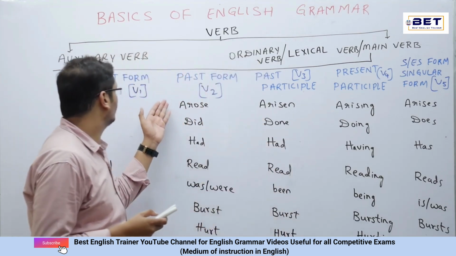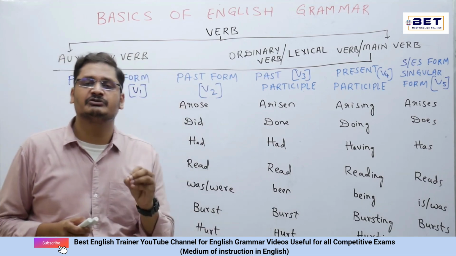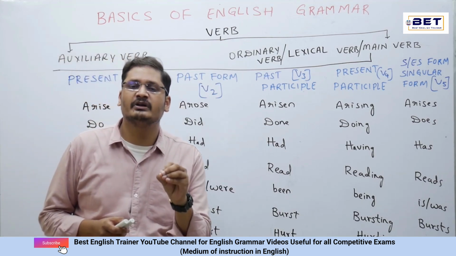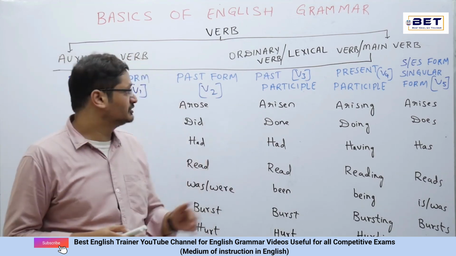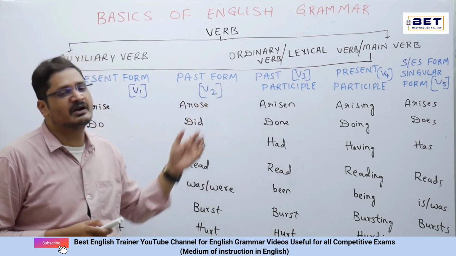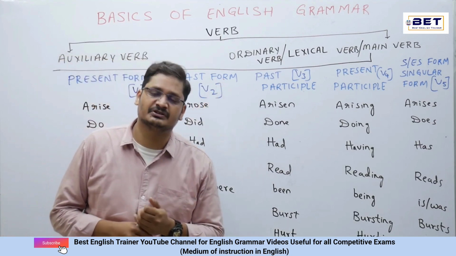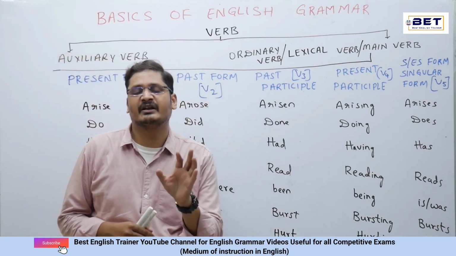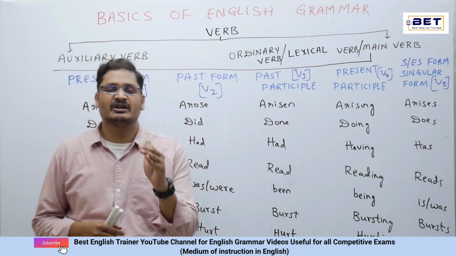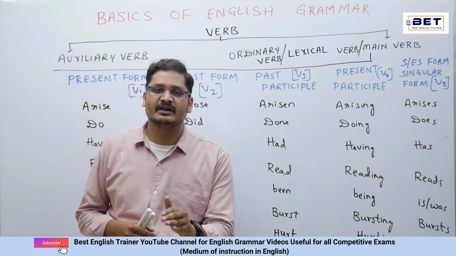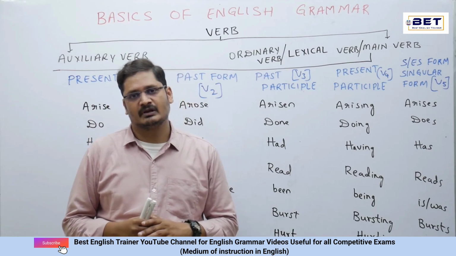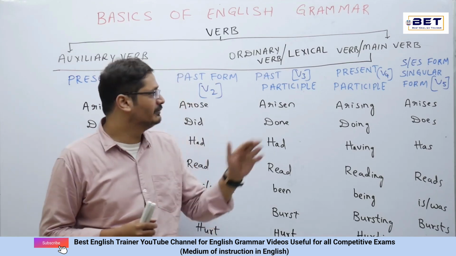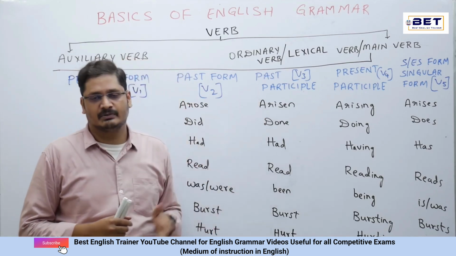Now, we have the V2, that's the past form. Now, where do we use this V2? We'll use this V2 in the simple past tense. Okay. Next, we have the past participle. Now, where do we use this? This is used in all the perfect tenses. For example, the present perfect tense, past perfect tense, future perfect tense. These are the three subtenses where we'll be using the past participle.